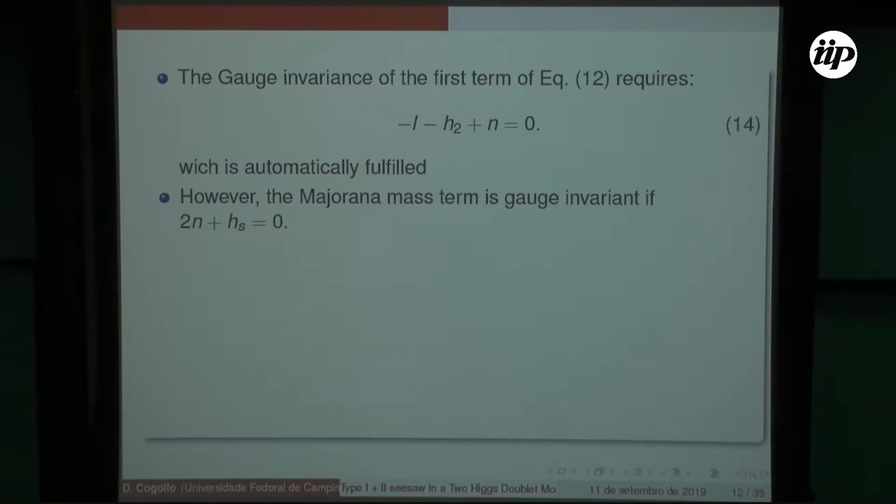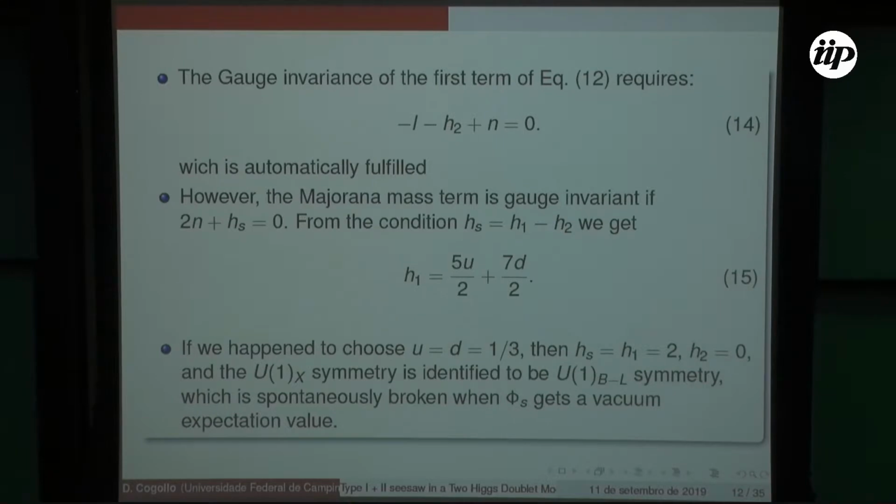On the other hand, the Majorana mass term is gauge invariant if this condition is satisfied. We know the charge of the right-handed neutrinos. Then this term fixes the charge of the singlet under this new gauge symmetry. Then we have fixed the charge of the second doublet, the one coupled to the fermions, and the charge of the singlet. And remember that we have a term in the potential that is a relation among the charges of the doublets and the singlet. That means that we have a value for the first doublet. Then we have fixed the charges of all the scalars of the model.